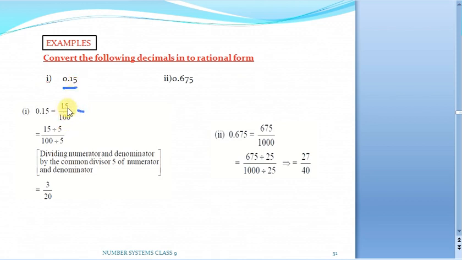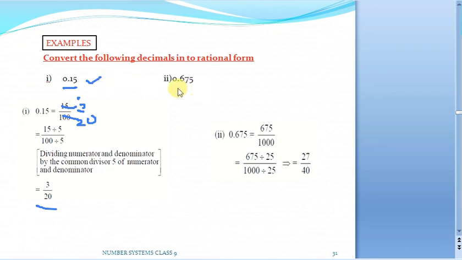Now see, whatever is common in the numerator and denominator, we can cancel it. So you cancel it in the 5 table. 5 threes are 15 and 5 twenties are 100. So 3 by 20 is going to be the rational form for this particular decimal.